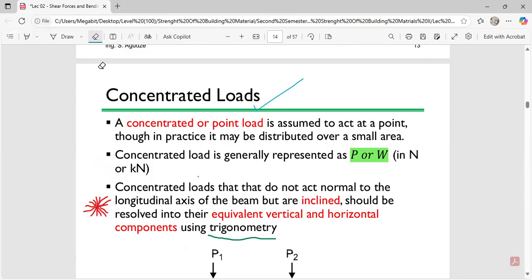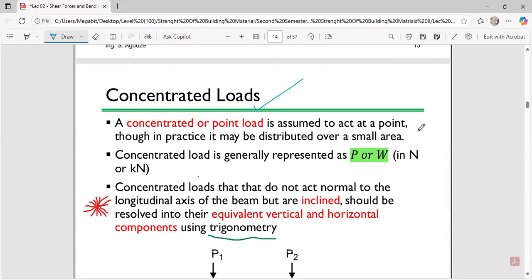So in a case whereby a concentrated load is distributed over a small area, you see that the unit is going to be in the form of what? Kilonewton per meter. Or if they want to make life simple for you, they will just stipulate it as a point load. That is, they will give it to you as a kilonewton. This is just straightforward.